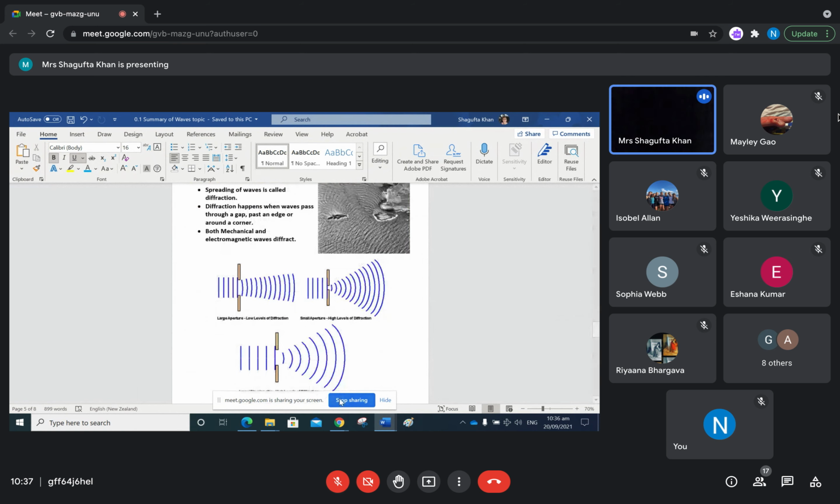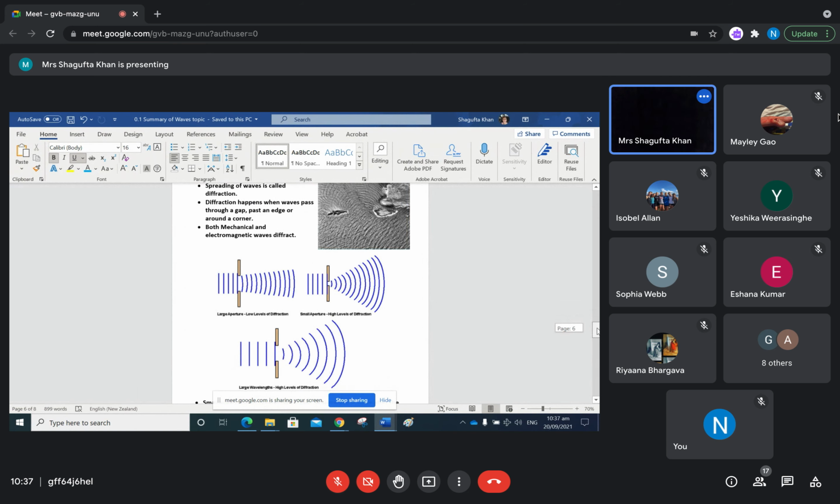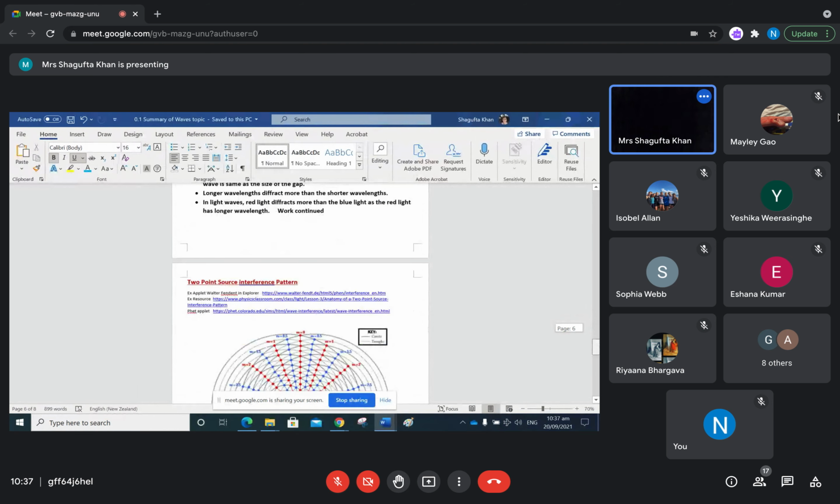The second thing that diffraction depends on is, if we compare this with that, this gap is the same as that one, but here the waves are diffracting more because here the wavelength is longer. So the waves which have got longer wavelength diffract more. For example, sound waves diffract more as compared to light waves. So you can hear someone from next door or from the corridor, but you may not be able to see the person because light waves don't diffract as much as sound waves. Sound waves have got a longer wavelength, and in terms of light, red light has got longer wavelength, so it diffracts more than blue light, which has got shorter wavelength.